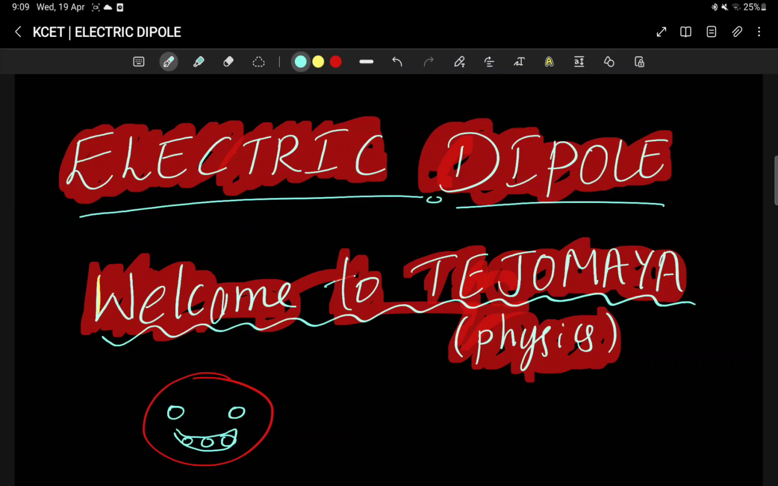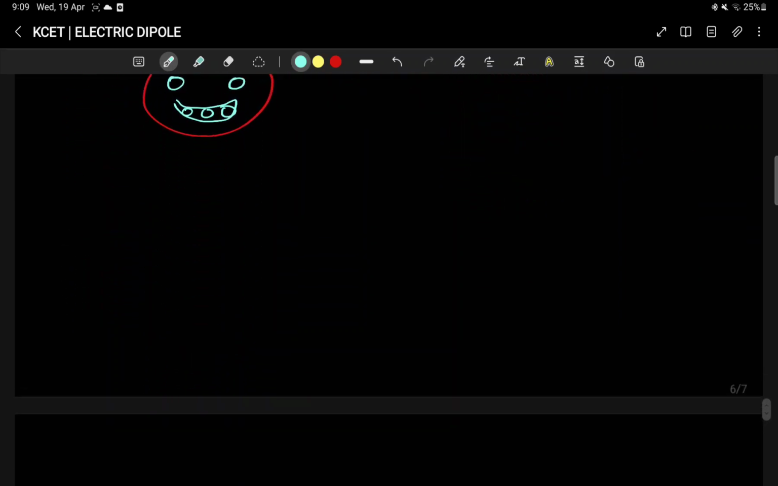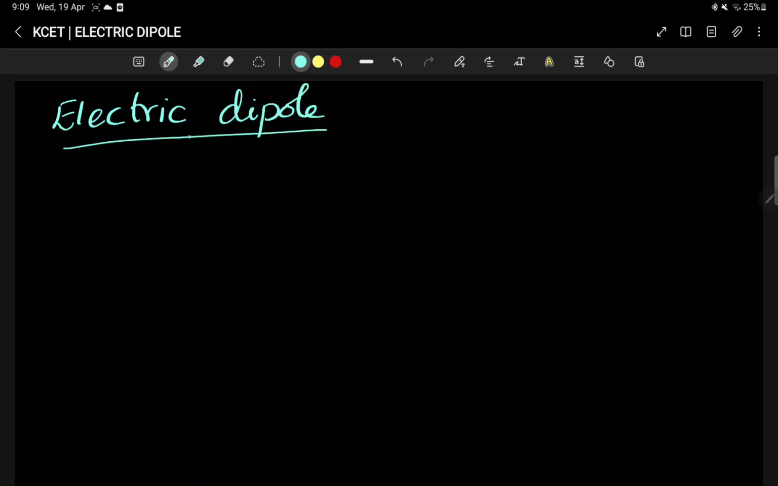Let us discuss about the electric dipole here. So what is this electric dipole? Let us learn. See, first of all, let me read the definition for this.